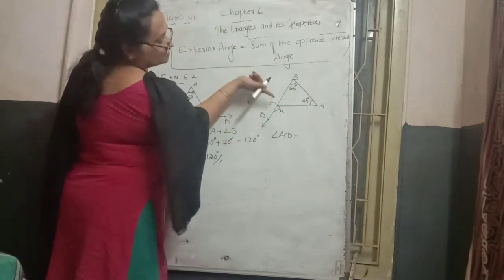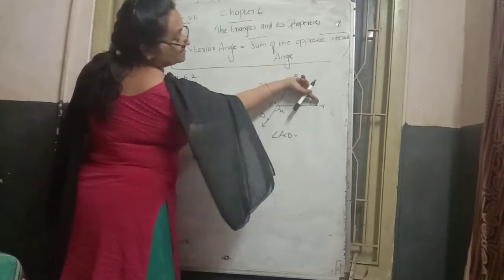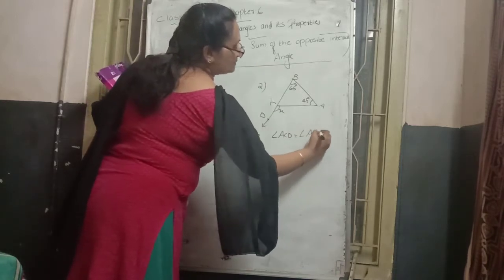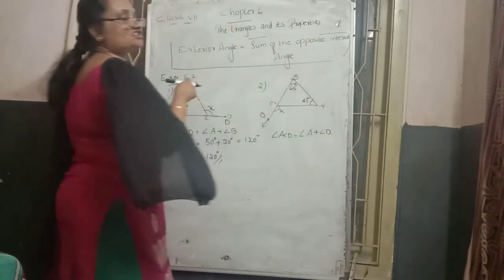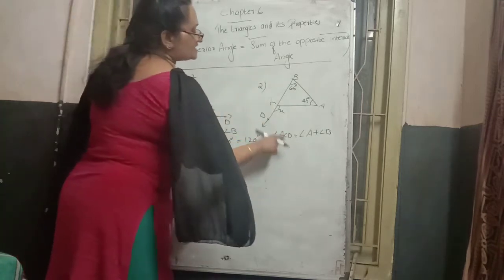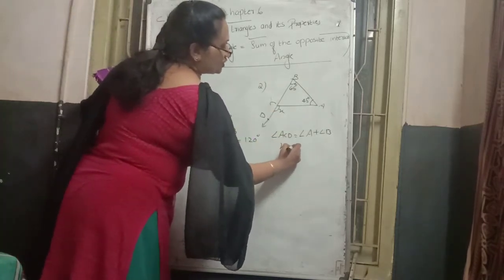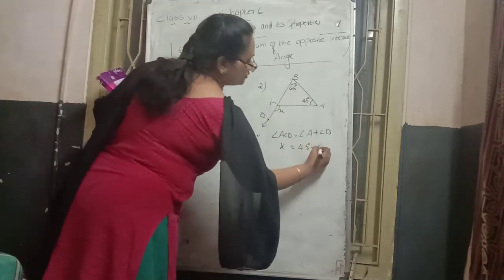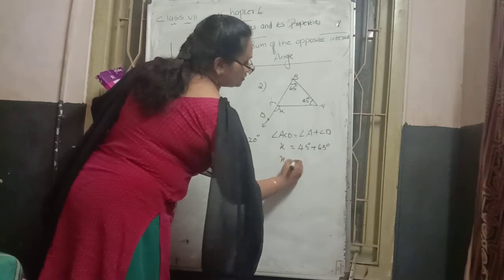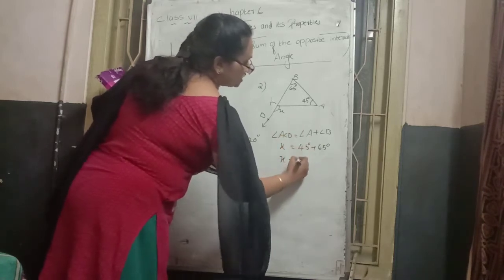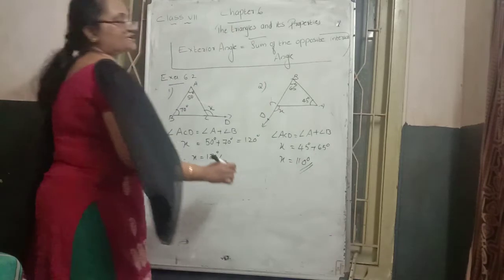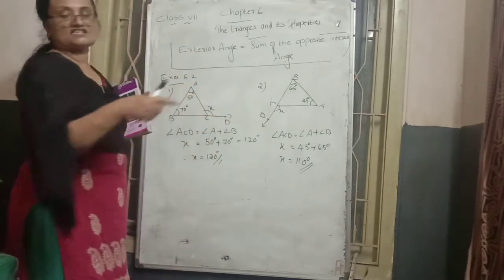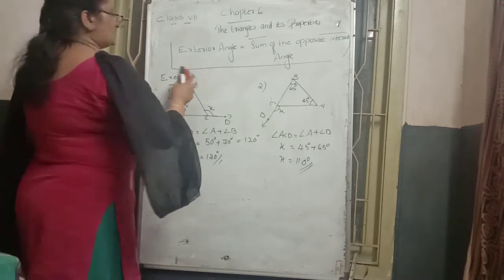ACD, with respect to vertex C, has the opposite interior angles A and B. So we write: the exterior angle equals the sum of the opposite interior angles. ACD is x. So x equals angle A, 45 degrees, plus angle B, 65 degrees. Adding, x becomes 110 degrees. The exterior angle is 110 degrees. This is the first bit of the first Roman numeral.